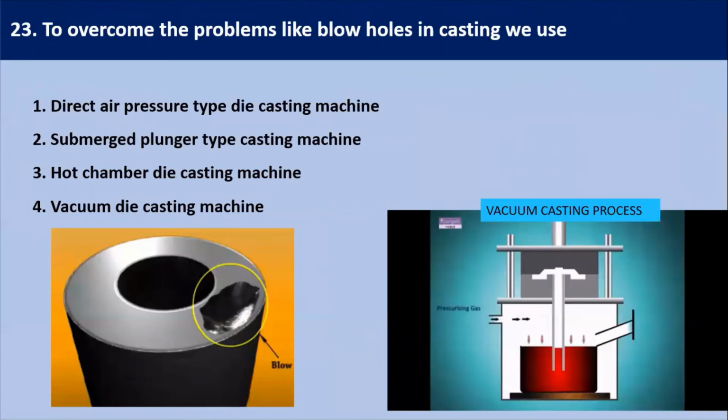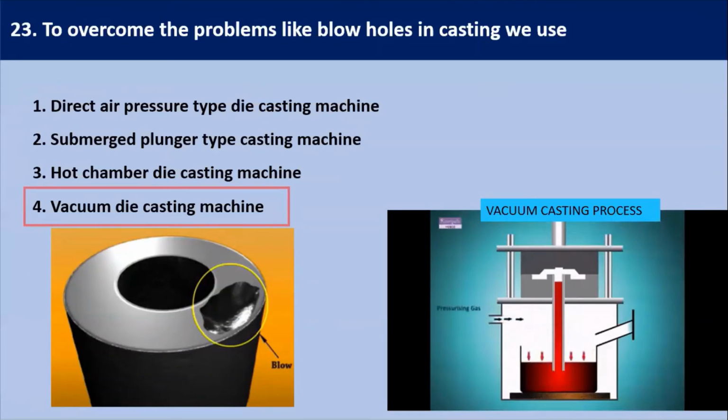Next question, to overcome problems like blowholes in casting, we use... Many times blowholes may occur, and to avoid them we can go for the vacuum die casting machine. The vacuum evacuation of the die casting reduces the gas entrapment during the metal injection and decreases the porosity in the casting, which overcomes the problem of blowholes.